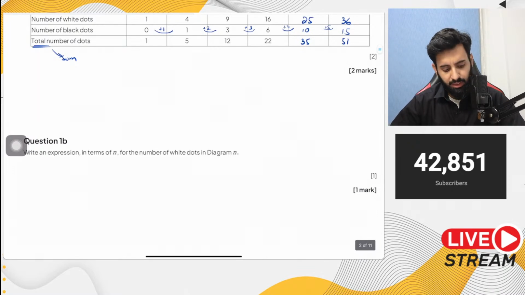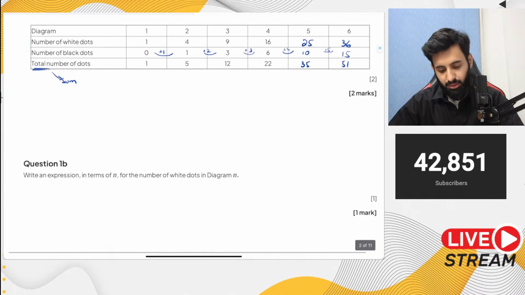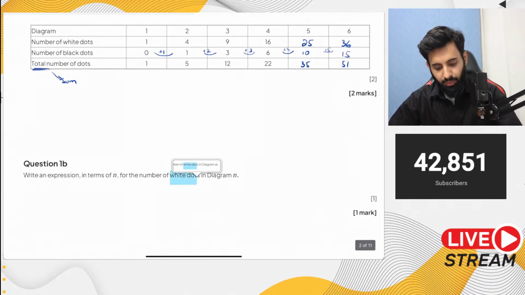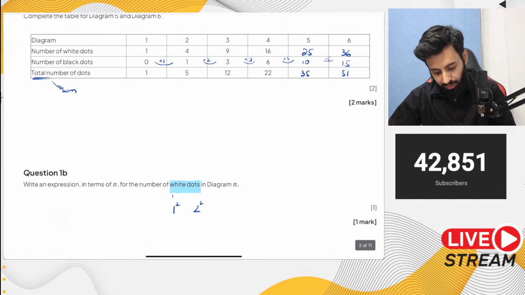Then it says, write an expression in terms of n for the number of white dots. For the number of white dots, that shouldn't be that complicated. If you look at the pattern, the first term is actually 1 squared. Then the next term is 4, which is 2 squared. So first, second, third, the third term is 3 squared, and the fourth term is 4 squared.